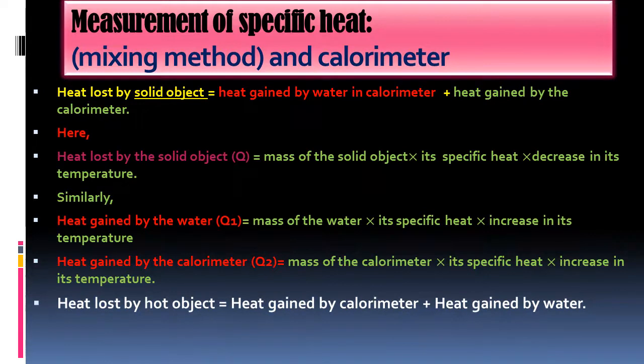Now, heat lost by the hot metallic object will be equal to the heat gained by the water, Q1, plus the heat gained by the calorimeter, Q2. So therefore Q is equal to Q1 plus Q2. Using this equation, if the specific heat of water and the calorimeter are known, the specific heat of the solid object can be calculated.